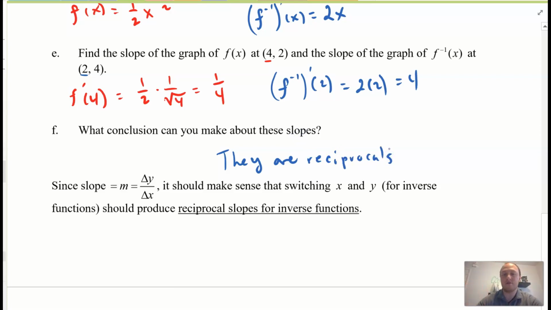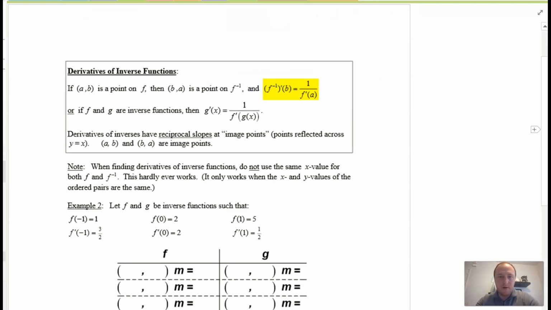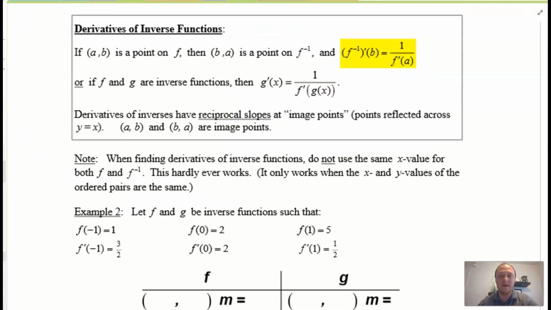Inverse functions, their derivatives are reciprocals. Okay, that's the conclusion. Since the slope equals m, which is delta y over delta x, it should make sense that switching x and y for inverse functions should produce reciprocal slopes, right? The change in y over the change in x, okay? So moving right along, here is our conclusion.